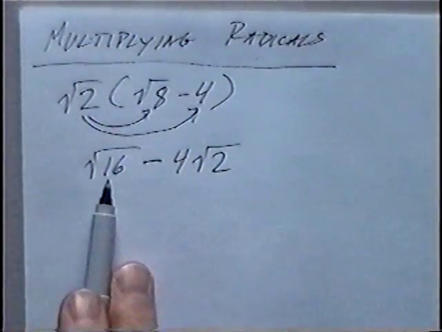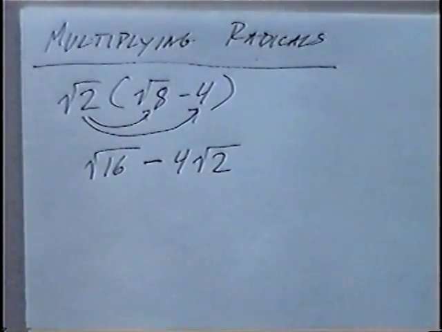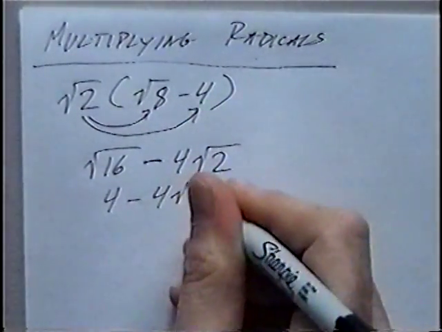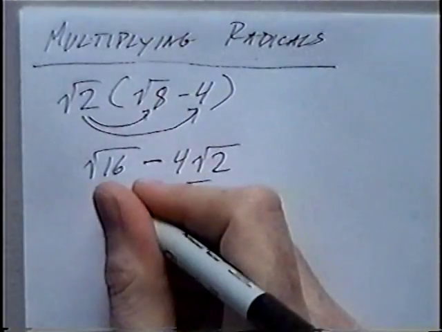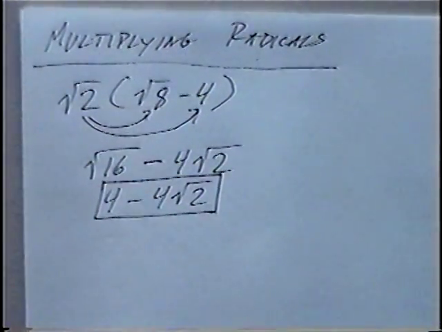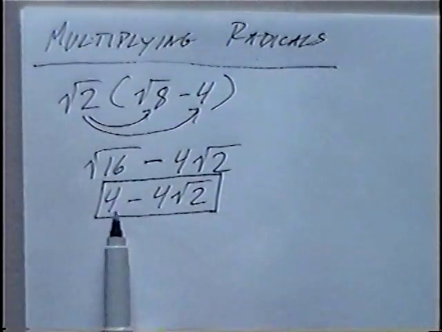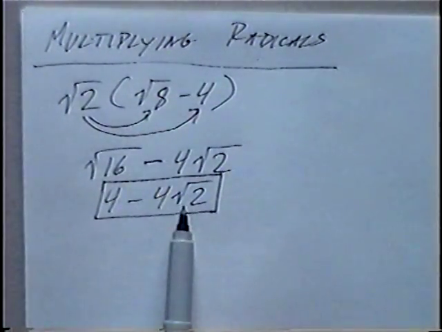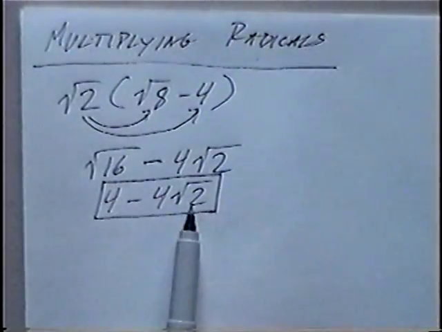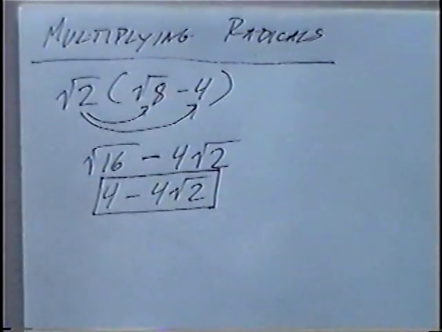Simplifying this problem, radical 16 or square root 16 would be equal to 4, and radical 2 cannot be simplified. So our final answer would be 4 minus 4 radical 2. The 4's you cannot subtract. One has a radical after it, and one is just a number. In order to subtract them, they both have to have the same radical.